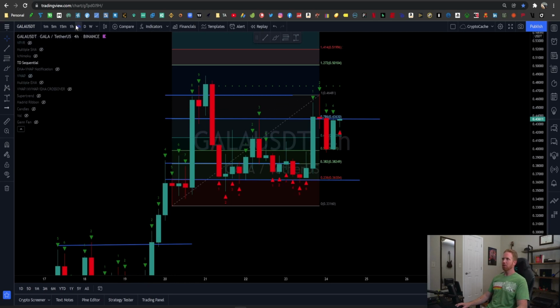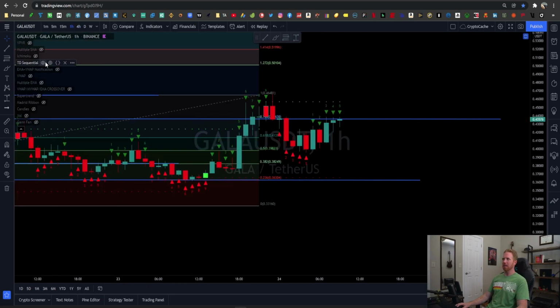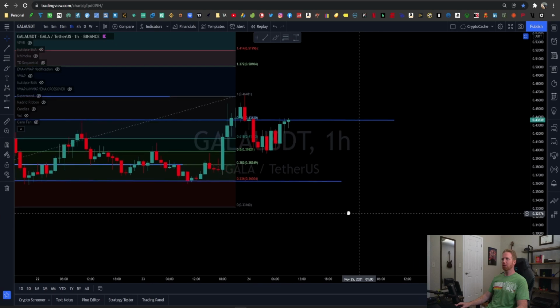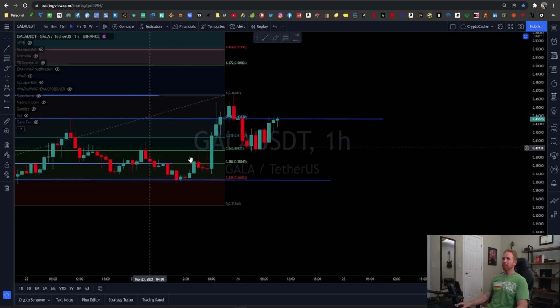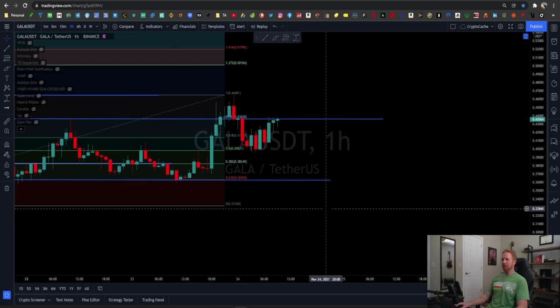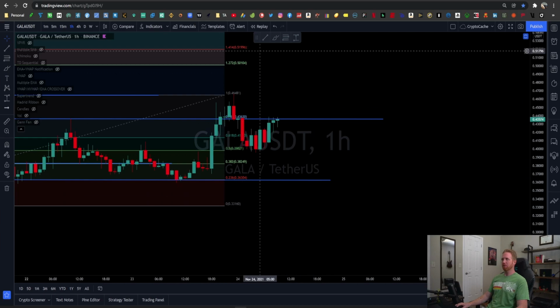Let's see what the 1 hour chart tells us though, because this is really the icing on the cake. I need to make sure that we have good confirmation. It does look like it's making some nice higher lows, right? We got the higher lows.